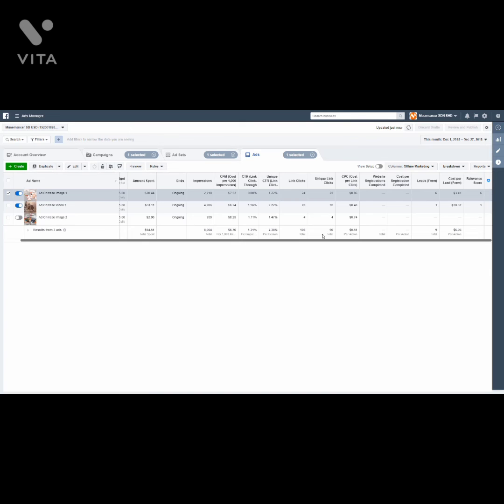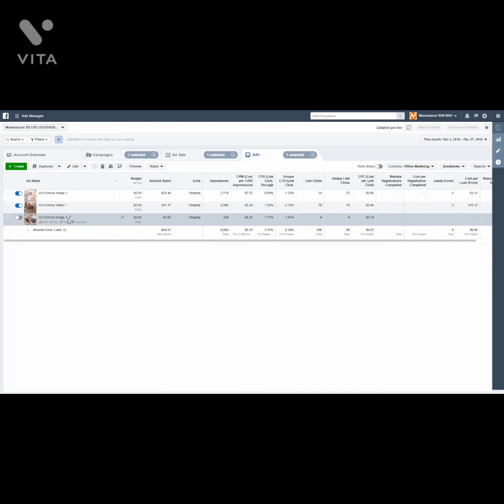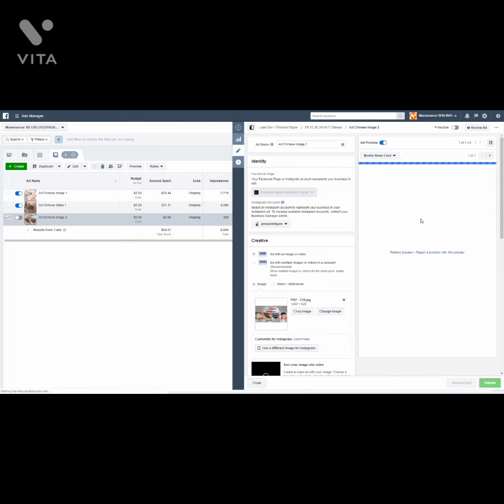And we can see the stats here that this Chinese image ad number 1 was generating 6 leads, and the cost for acquiring the lead was a lot cheaper. It's like 1/3 the cost, $3.41. Wow. Okay. And then if you notice this other Chinese ad in image form here, this didn't generate any lead at all.